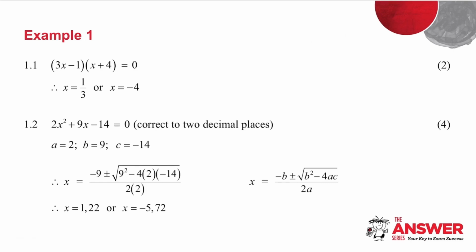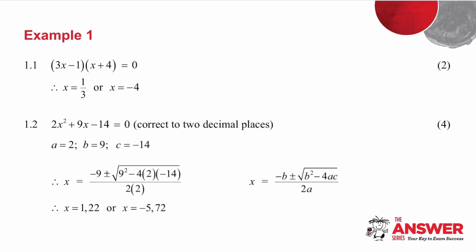The first example, they've given you brackets equal to 0. This question is only worth 2 marks. Do not multiply the brackets out, because if you multiply them, you're going to have to factorize them again. So they've given it to you in factorized form. 2 brackets multiply to give you 0. One of them must be 0. So either x is a third or x is minus 4.